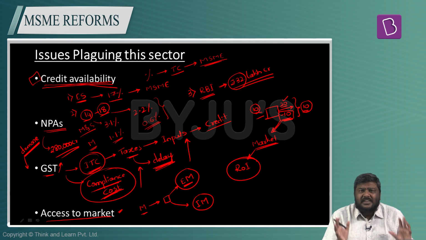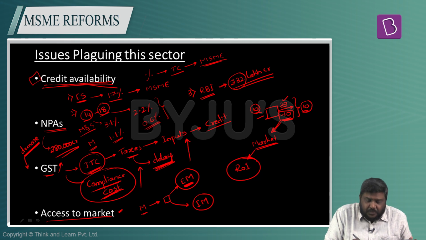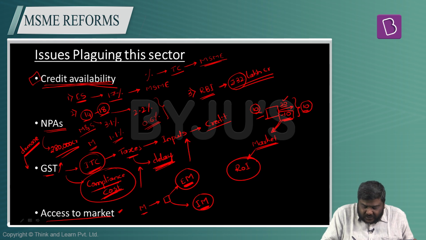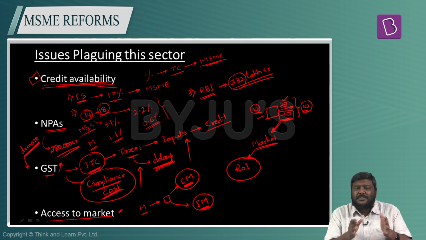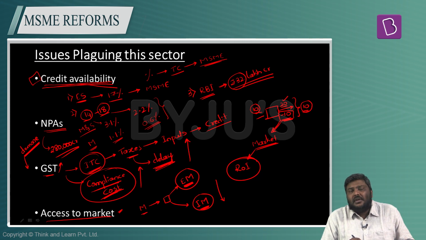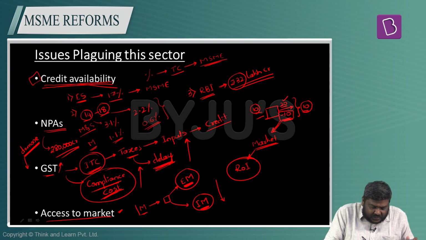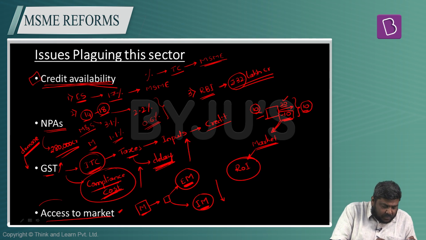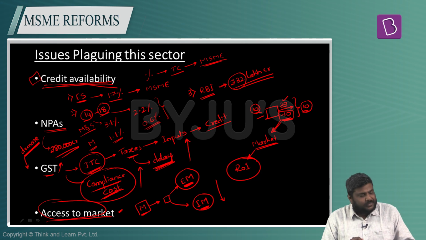So because of various reasons, the exports of these goods by these enterprises have suffered. On the other hand, if they want to sell in the domestic market, these sales are also getting hampered for a simple reason: cheaper imports are coming from China. As a result, the exports as well as the domestic sales of the MSME sector are getting affected. That is the problem with access to market.